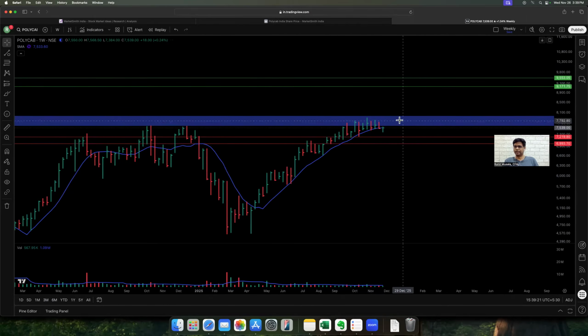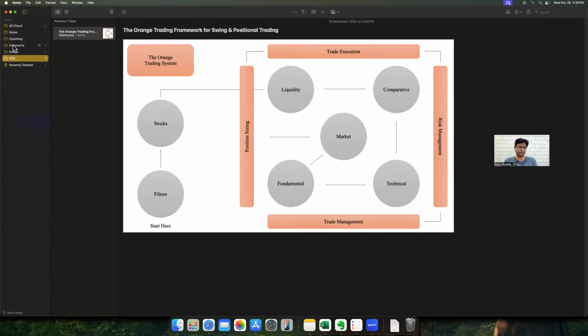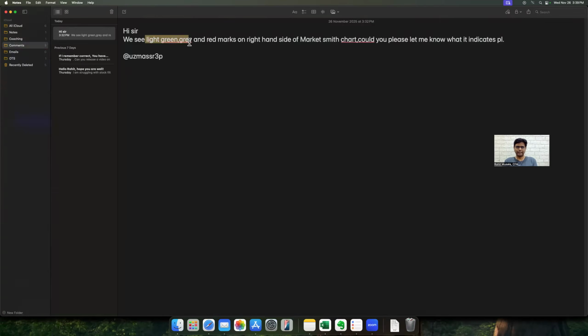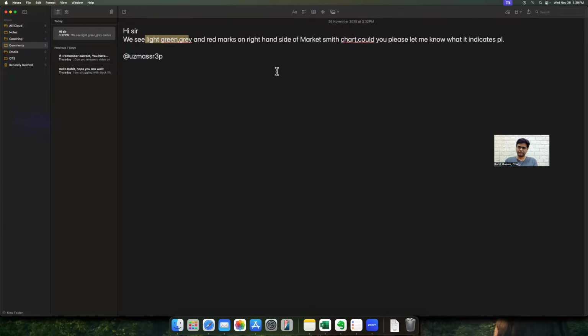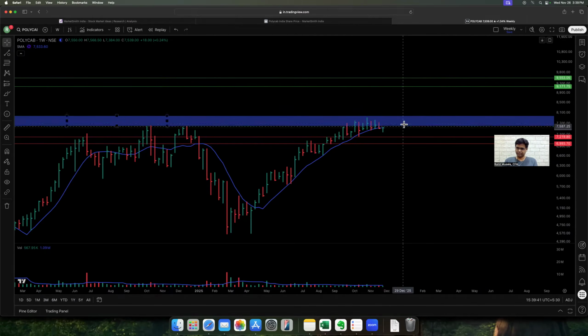So this gray color, which he calls in the comment section, light green, this is the green section where you are likely to take partial profits or maybe book all of your profits, sell everything. Then this is the gray area, which is the light blue. This is the buying zone. This is the area in which you are supposed to accumulate your position on the weekly time frame chart, not the daily. This is not applicable to the daily.